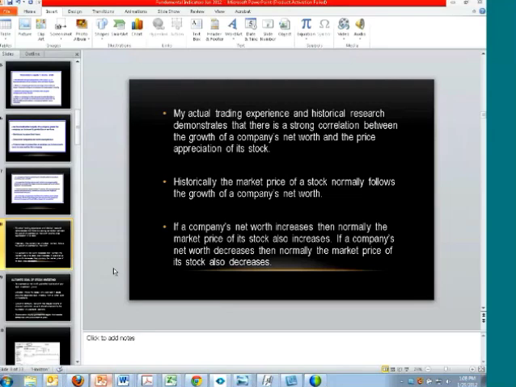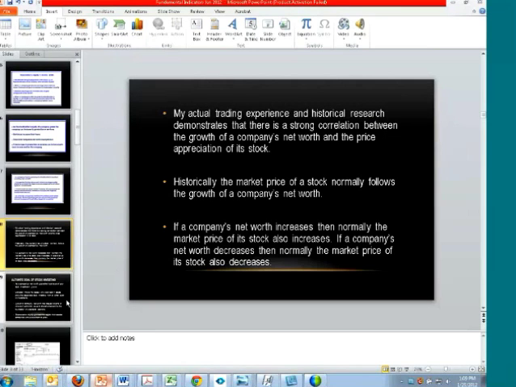And as I mentioned, my actual trading experience and historical research demonstrates that there's a strong correlation between the growth of a company's net worth or stockholders' equity and the price appreciation of its stock. And we'll look at some examples of that here shortly. And historically, the market price of a stock normally follows the growth of the company's net worth or equity.